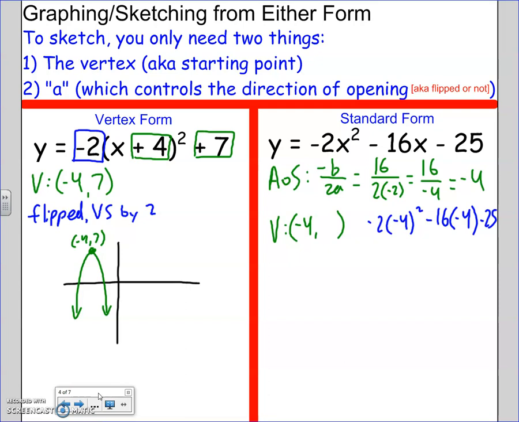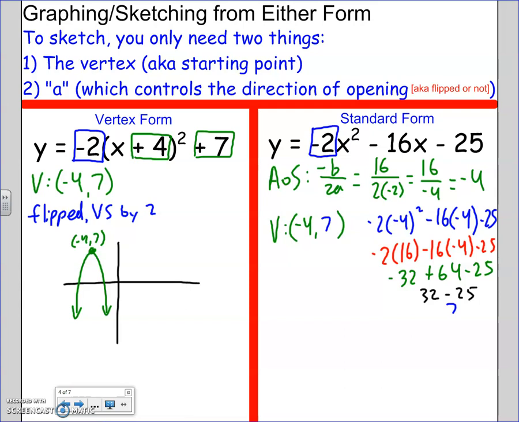We have to calculate the exponents first. So negative 4 squared, negative 4 times negative 4 is positive 16. Then minus 16 times negative 4 minus 25. This is negative 32, positive 64, negative 25. I'll do two at a time. Negative 32 plus 64 is positive 32, minus 25. That's just 7. So we know the vertex is (-4, 7). We also know a. a is negative 2.